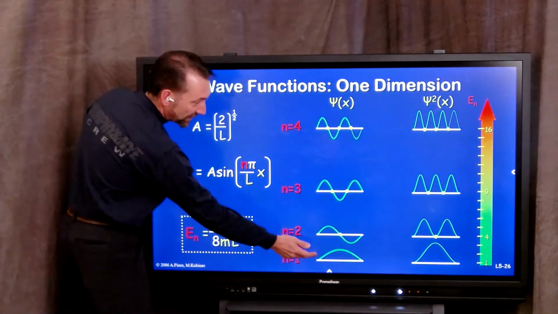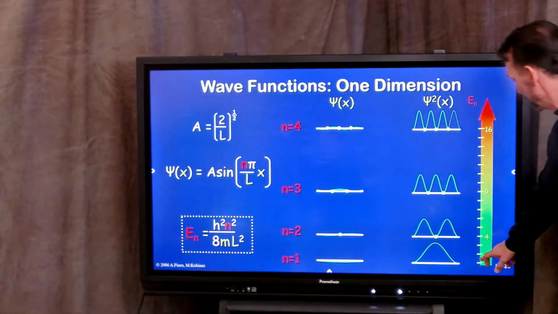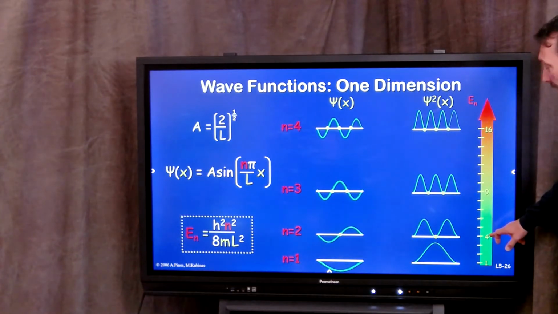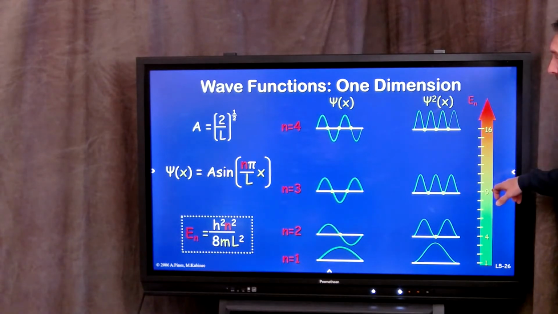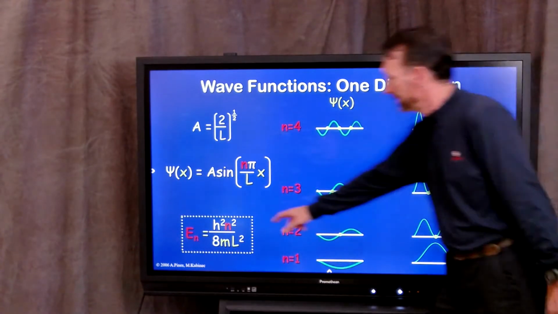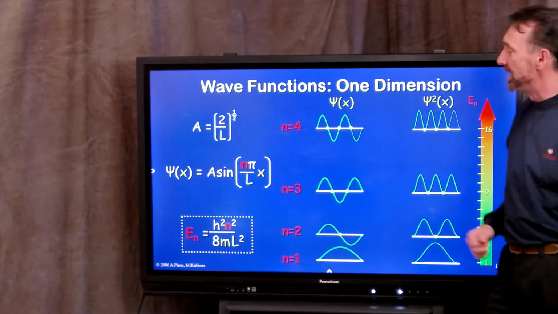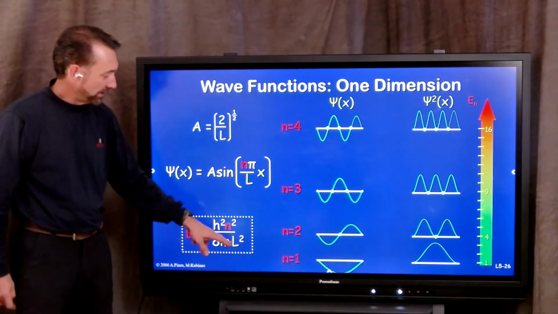So if this energy is 1, then the energy of the second level is 4 relative to that. The third one is 9 times that, because I'm going to go up as the square of this quantum number n. And the rest of the things are the length of the box.